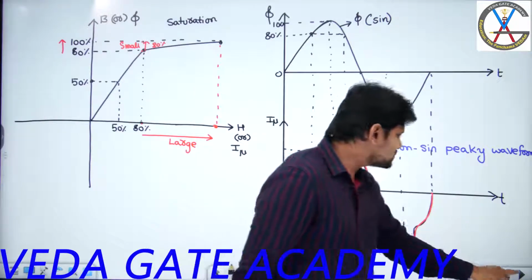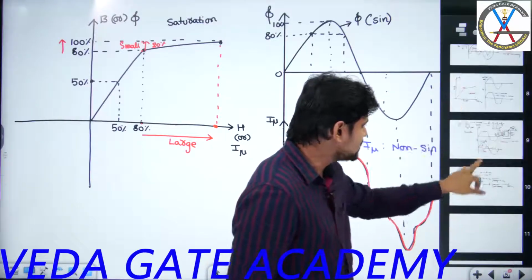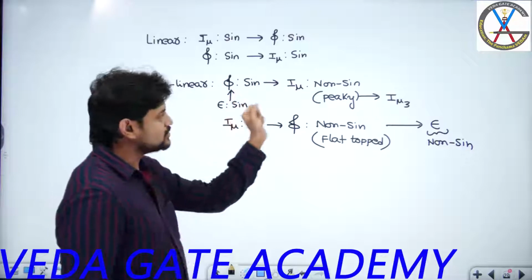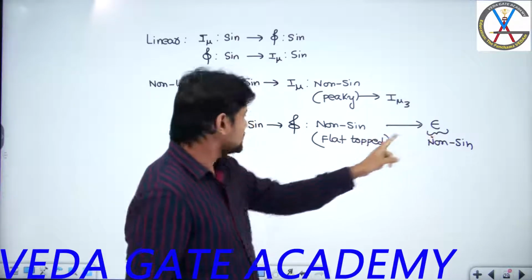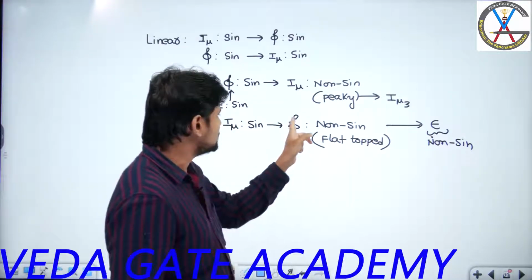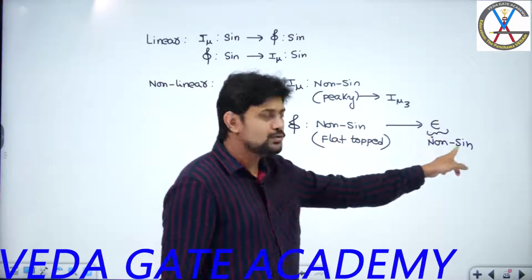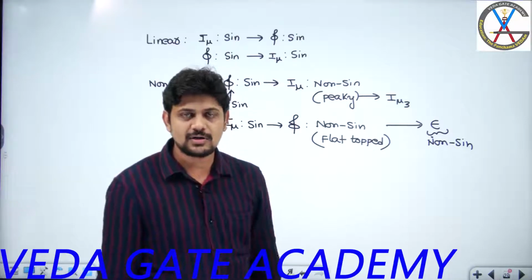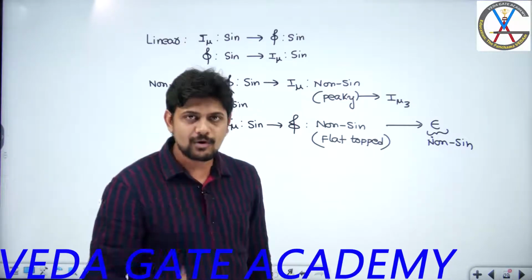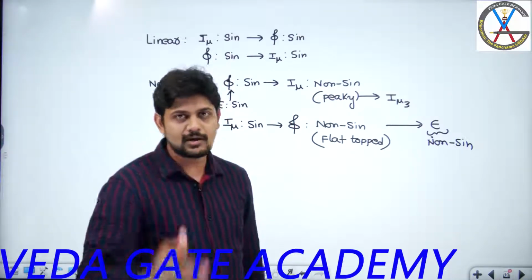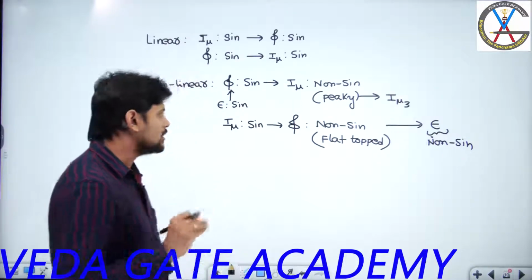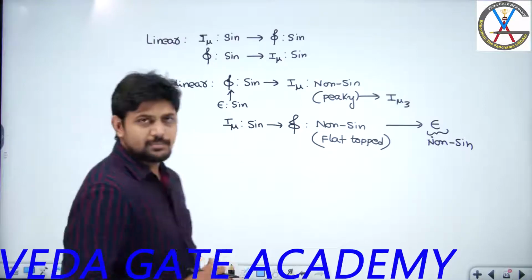Now my last question for you is, suppose here the flux is sinusoidal, I mu is non-sinusoidal, flux is non-sinusoidal, so the EMF is non-sinusoidal. Now what is the exact shape of this non-sinusoidal EMF? Will you get a peaky waveform of the EMF, or a flat-topped EMF? I am giving a task to you. Try to think about that and let me know the answer. So this is the brief idea.